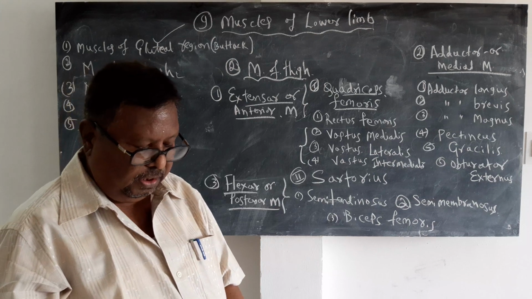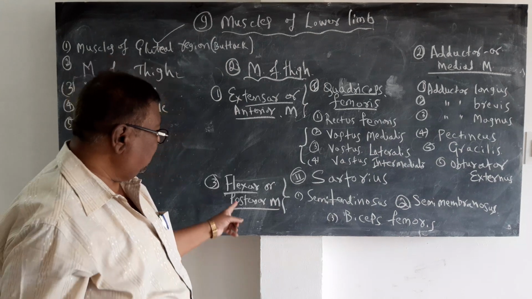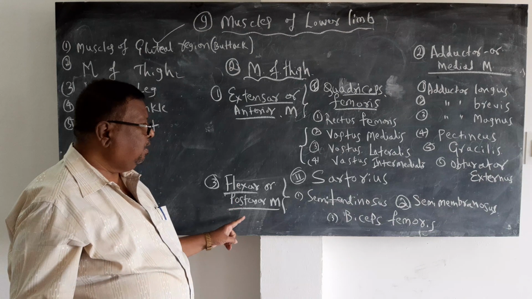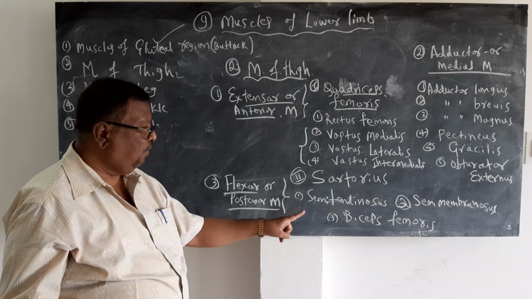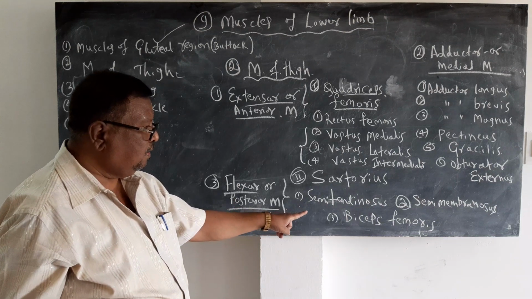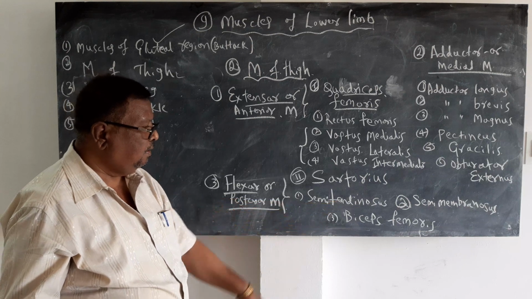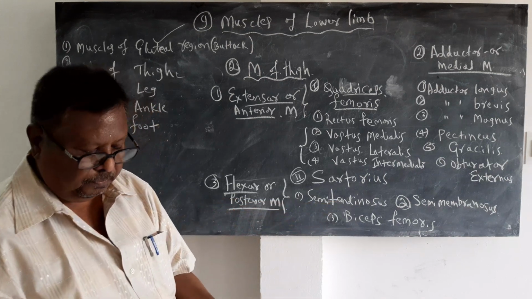Flexors or posterior muscles. The third, flexor or posterior muscles. They are 3 in number: semitendinosus, semimembranosus and biceps femoris.